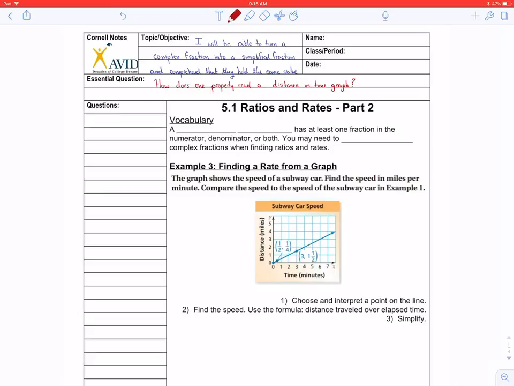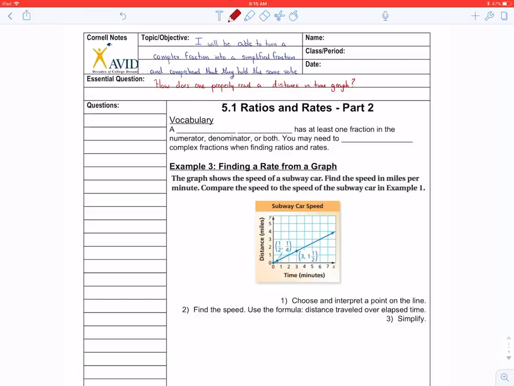So the topic/objective for today is that I will be able to turn a complex fraction into a simplified fraction and comprehend that they hold the same value. So by the end of these lesson notes, you will be able to look at a complex fraction, which we haven't defined yet, but we will, and then simplify it down. And then the essential question is, how does one properly read a distance versus time graph? We're also going to be looking at some distance versus time graphs that we also need to be able to understand in order to be able to solve some of these problems.